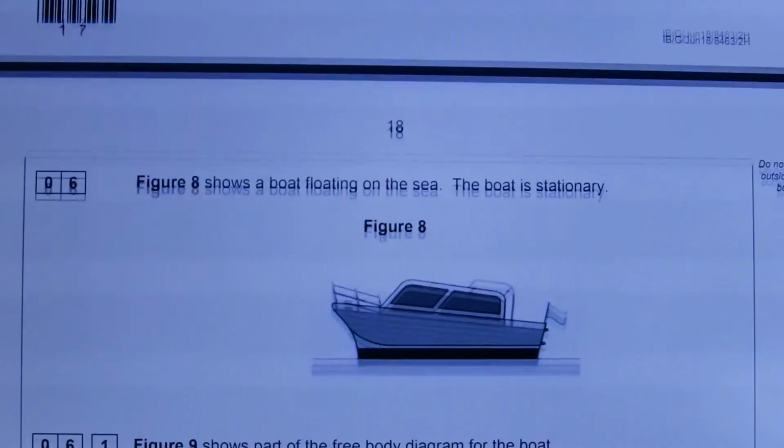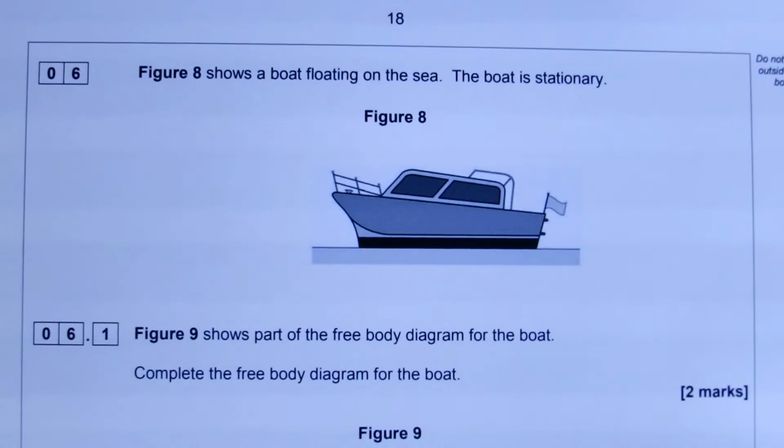There are no questions printed on this page. Do not write on it. Figure 8 shows a boat floating on the sea. The boat is stationary. That's quite an achievement, considering that seawater is moving, the air is moving. I mean, you can see a flag on the back of the boat being blown out here by something.